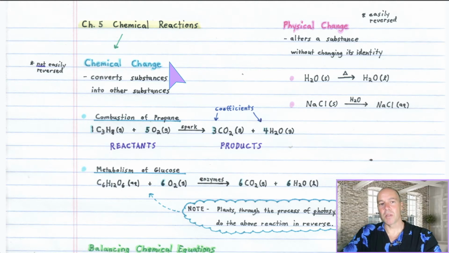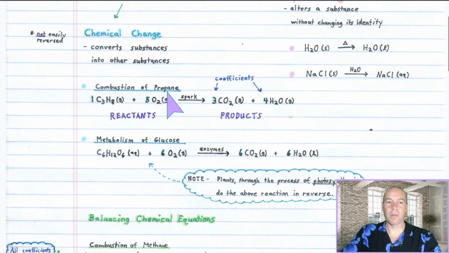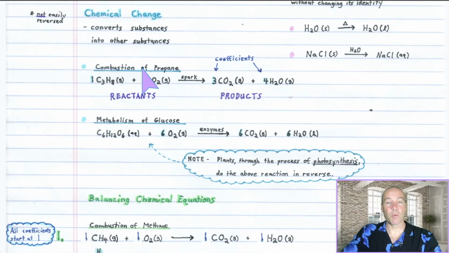Now, chemical changes are more involved. A chemical change converts substances into other substances. And an example is the combustion of propane, or the burning of propane. Here is the chemical equation for the combustion of propane. And you start with propane gas and oxygen gas, and if you react these together with the help of a spark, they will convert into carbon dioxide gas and water gas.